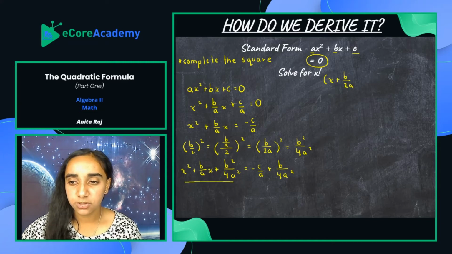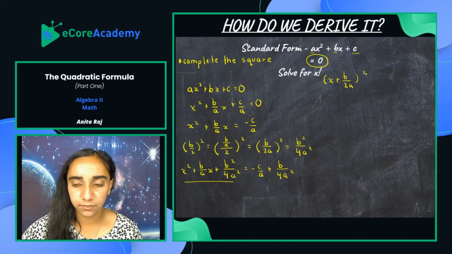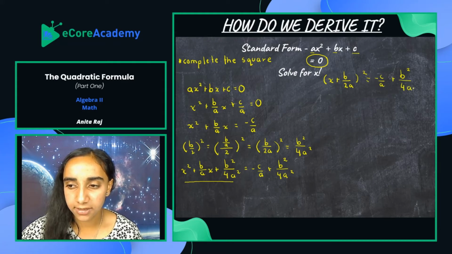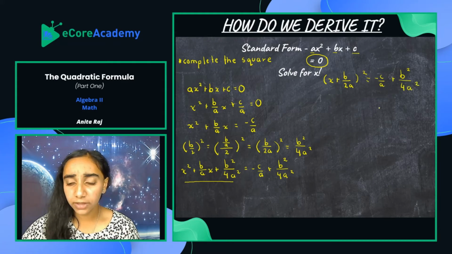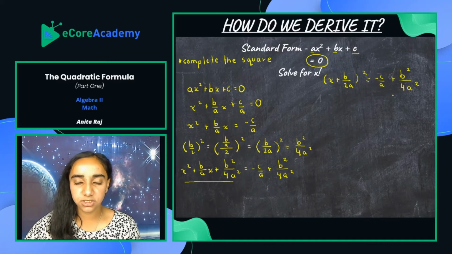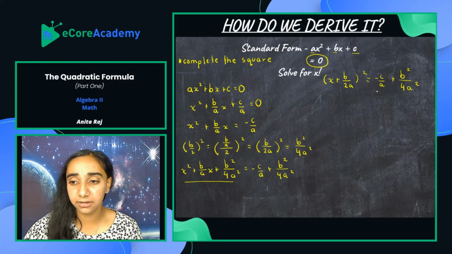So that squared is equal to negative c over a plus b, whoops, I forgot to write the b squared here, b squared over 4a squared. So then what we have to do is we have to somehow combine these. So how are we going to combine these two fractions? Well, we got to find a common denominator.